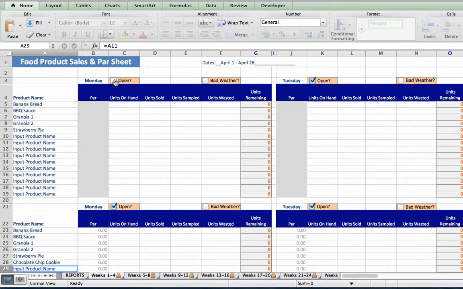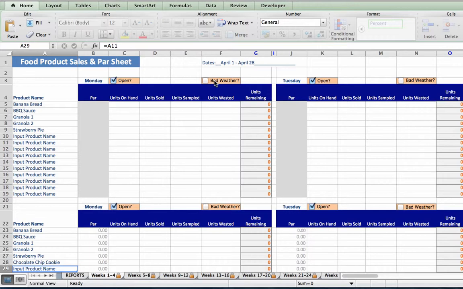But let's say that this Monday we are open. The next question that you need to ask yourself is, do we have bad weather today? Weather can have a very dramatic effect on food sales. This could be, again, if you're at a farmer's market, a bad, cold, rainy day is really going to cut down on your ice cream sales. By the same token, if you're a storefront, you might find that bad weather increases your store sales because it might drive people to your store.